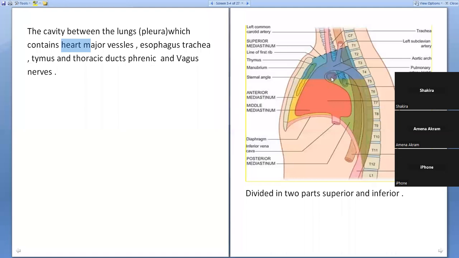So you can see clearly here, this colored area is your mediastinal cavity. This is your sternum. You are looking at the person from his left side, from a lateral view. This is the mediastinal cavity. It has the heart. This is the heart. This is the aorta, a major vessel.